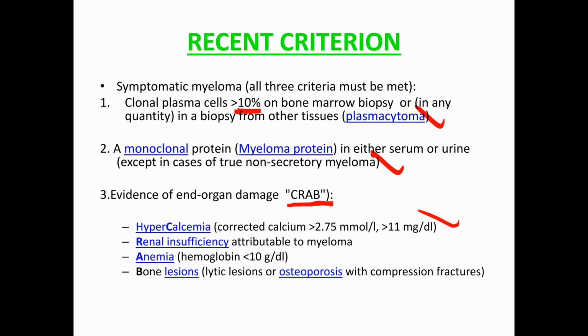So there is hypercalcemia because of excessive osteoclast production, and the osteoclast lyses the normal bone, which is why pathological fractures form in multiple myeloma. Second is renal failure. As I already told you, renal failure occurs because of the deposition of light chain in the renal tubules. Third is anemia.